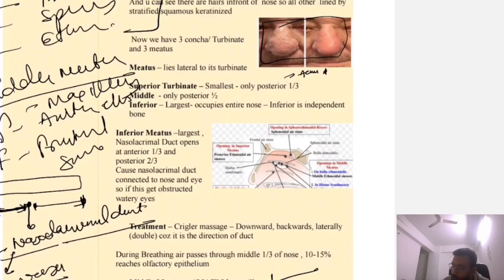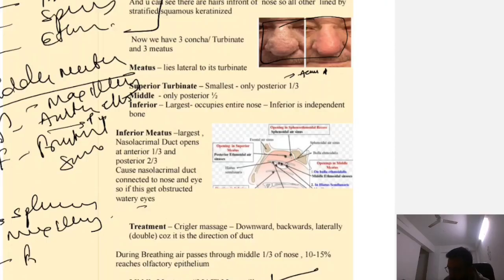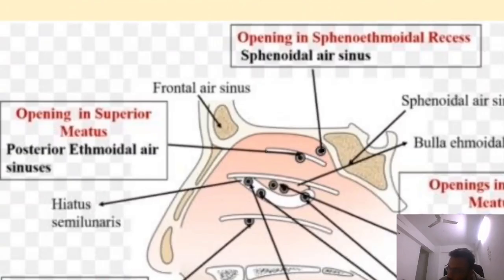Now let's talk about the superior meatus. The superior meatus has the opening of the posterior ethmoid sinus. We have only four sinuses: sphenoid, maxillary, frontal, and ethmoid. Ethmoid has two parts, anterior and posterior, and in the superior meatus there is the opening of the posterior ethmoidal sinus. The middle meatus has the opening of MAF. What is MAF? Maxillary sinus, anterior ethmoidal sinus, and frontal sinus. And the inferior meatus has the opening of the nasolacrimal duct.